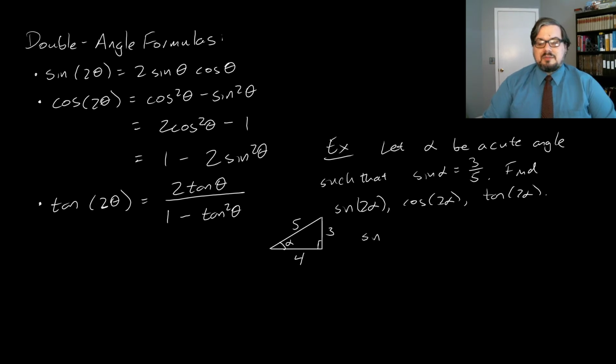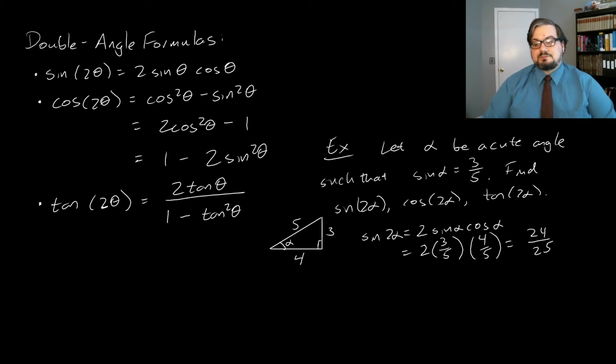Therefore, we have that sine 2 alpha is equal to 2 times sine alpha times cosine alpha, which is 2 times, we know that sine alpha is 3/5, we know that cosine alpha is 4/5, and therefore this whole thing becomes 24/25. So sine 2 alpha is exactly 24/25.